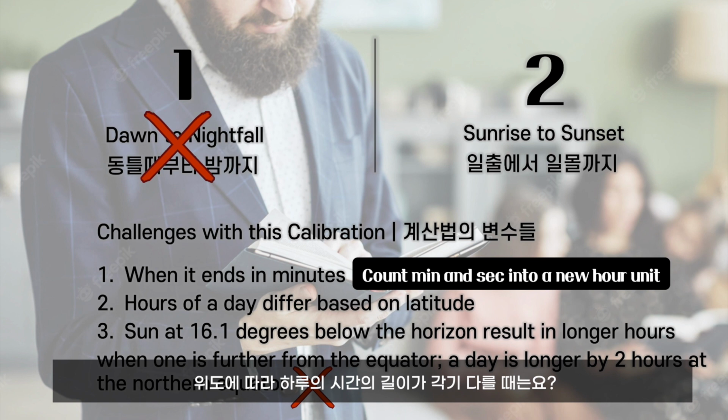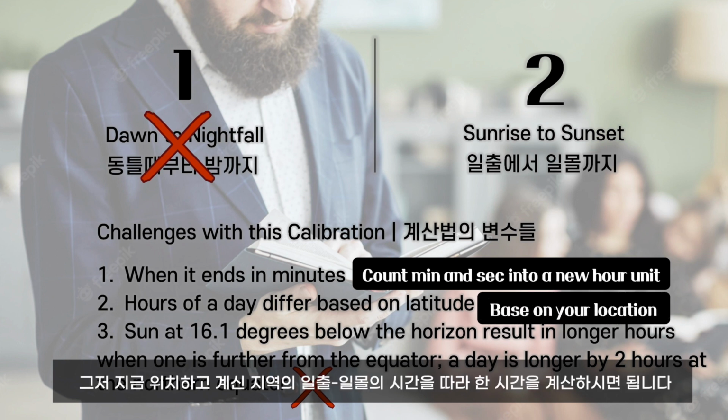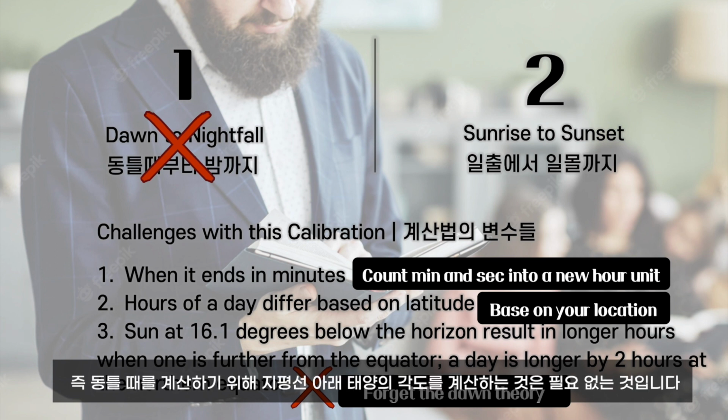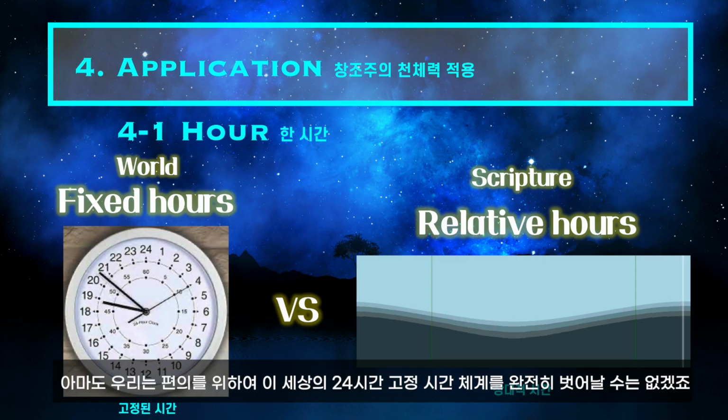Hours of a day differ based on latitude. In other words, it changes based on your location. Just base it on your location. And forget the position of the sun, because 12 hours does not start from dawn. So we don't need to know the degree of the sun that starts the dawn. For convenience's sake, perhaps we cannot fully abandon the 24-hour clock system.